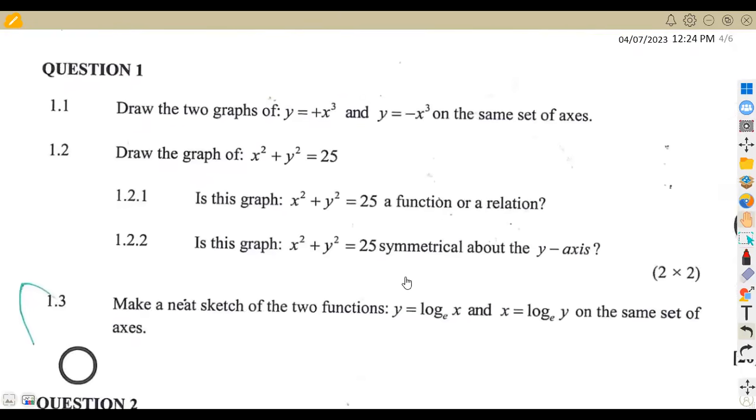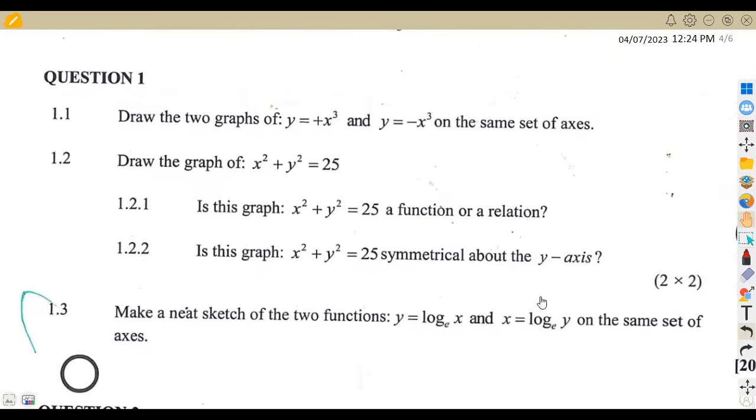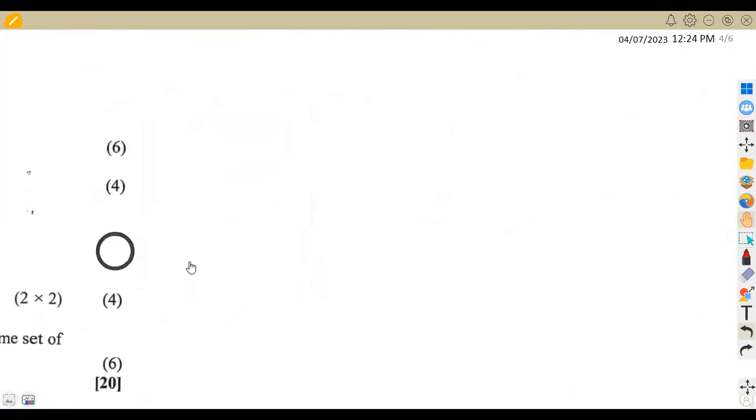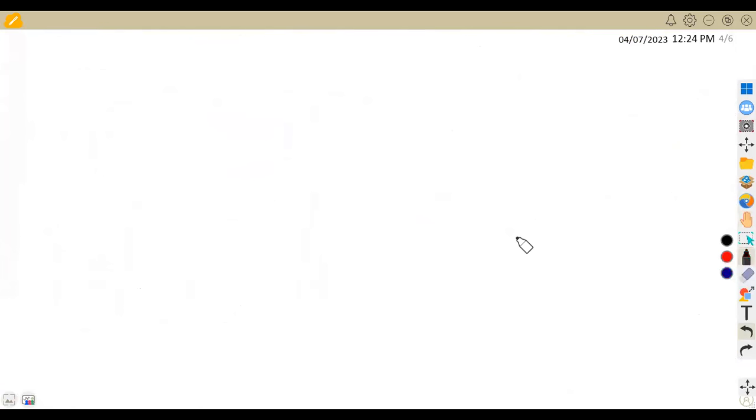1.2, draw the graph again of x. We are given x squared plus y squared is equal to 25. So that's 1.2. So let's see what we are given in this case. So we're given x squared plus y squared, which is equal to 25. By just looking, you can see, okay, this is a circle, guys. You are supposed to know also your equations, all right?